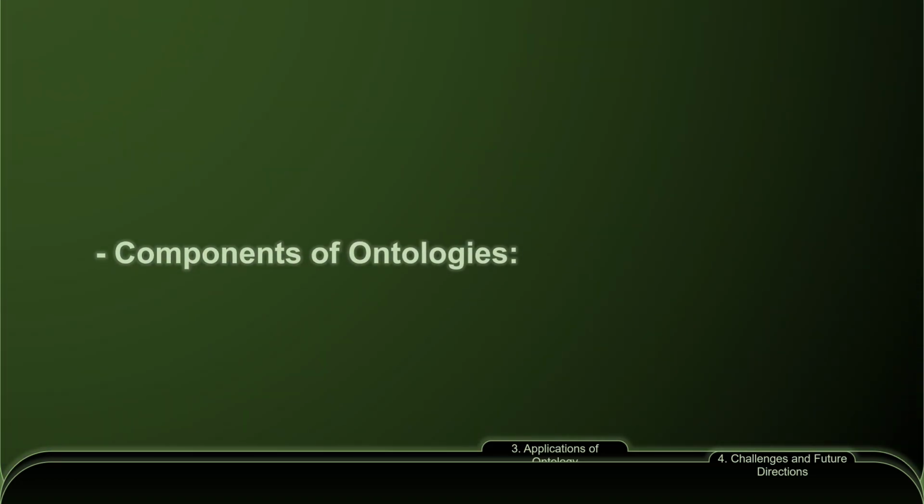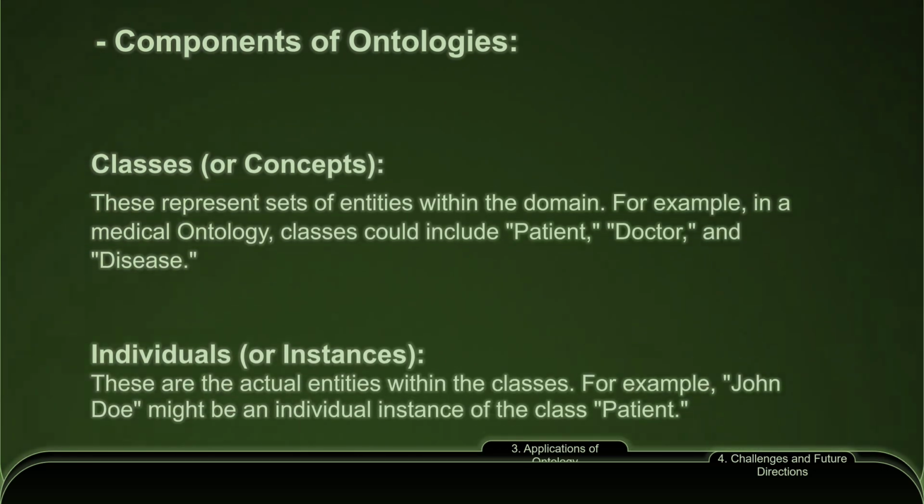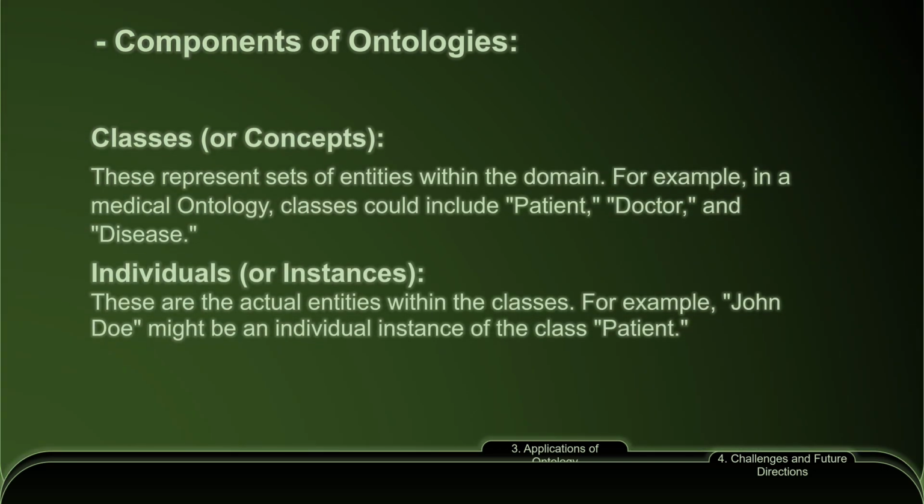Components of ontologies. Classes, or concepts. These represent sets of entities within the domain. For example, in a medical ontology, classes could include patient, doctor, and disease. Individuals, or instances. These are the actual entities within the classes. For example, John Doe might be an individual instance of the class patient.